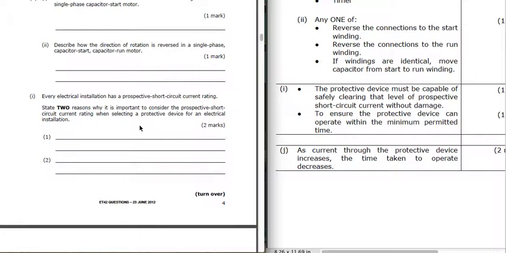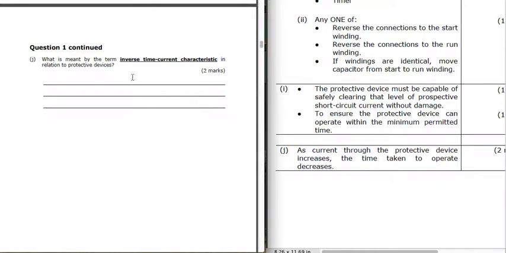And we looked at that before. It's dependent on the source, how much voltage the source can put out, and it's dependent on the impedance of the circuit. So if it's got a very high prospective short circuit current, we want to make sure that all the devices we put in there can handle that current. So the answer they're given there is the protective device must be capable of safely clearing the level of prospective short circuit current without damage to ensure the protective device can operate within the minimum permitted time.